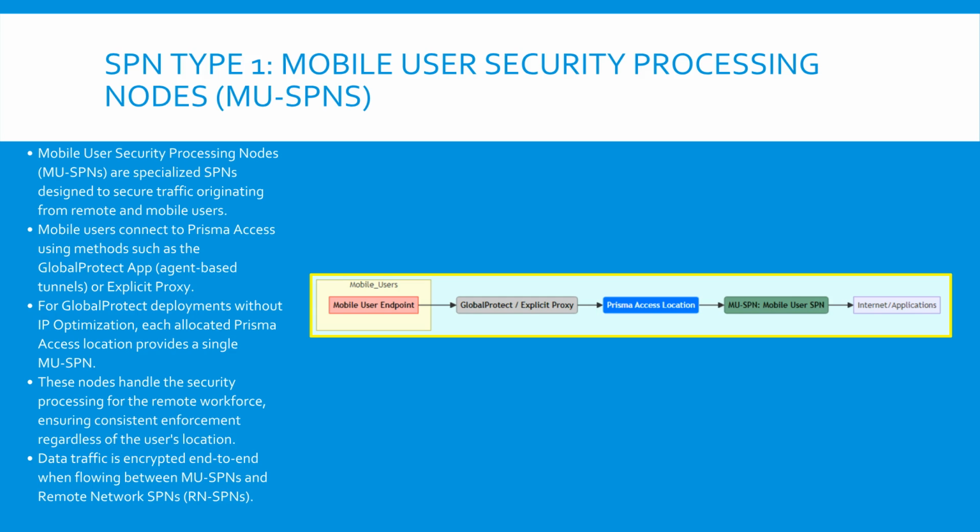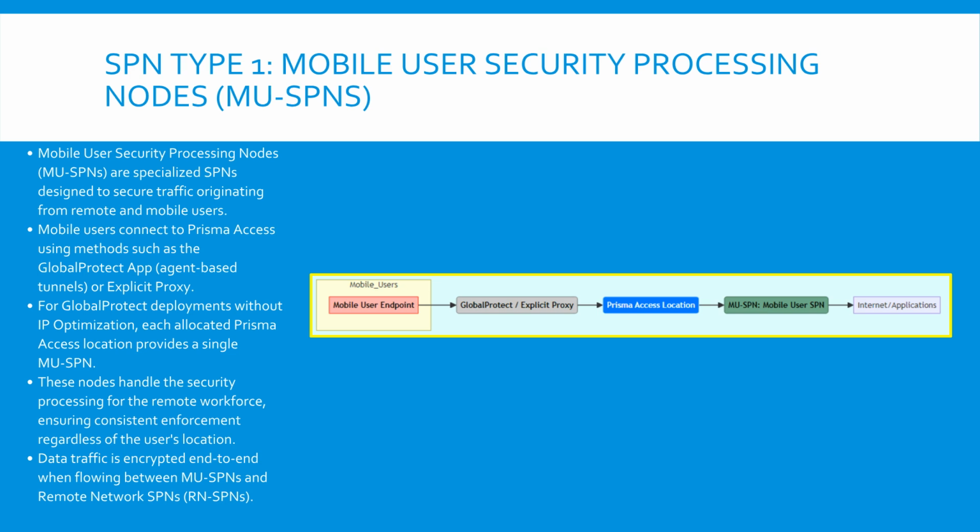This diagram outlines the process flow for a mobile user accessing resources through a Mobile User Security Processing Node, or MUSPN. The flow begins with the mobile user's endpoint device. This device establishes a secure connection to the Prisma Access cloud environment using technologies like the Global Protect application, or explicit proxy. This connection is received at a specific Prisma Access location. Once authenticated and connected, the traffic is channeled directly to a dedicated MUSPN, which acts as the security enforcement point. After the MUSPN applies all necessary security policies, the traffic is securely forwarded to its final destination, whether that is the public internet or private applications.